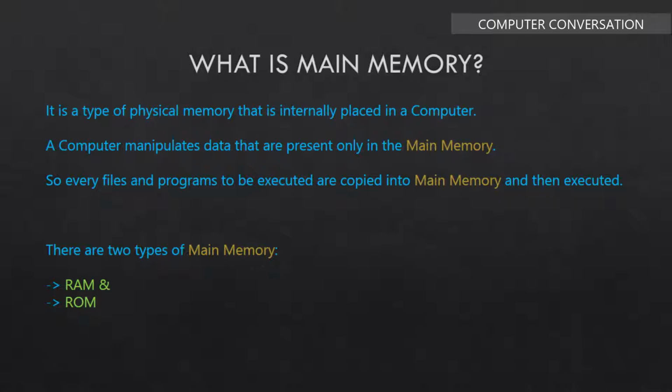Now there are two types of main memory. These are RAM and ROM. Now let's dig a bit deeper into this. First of all, let me talk about RAM.